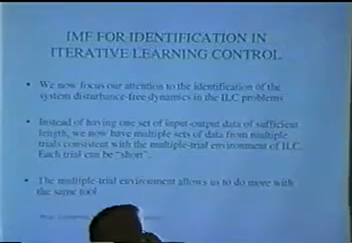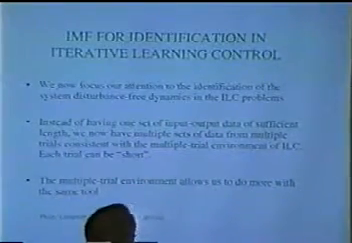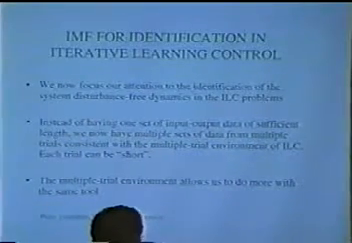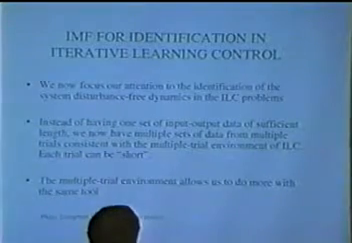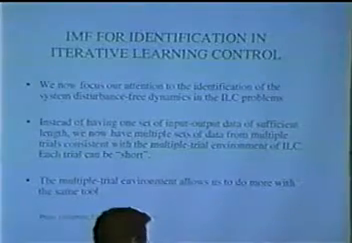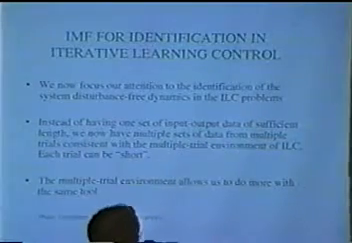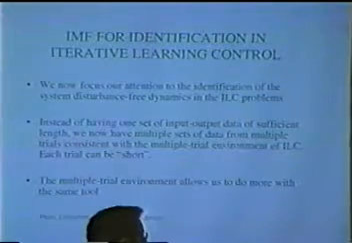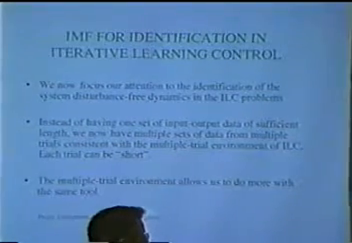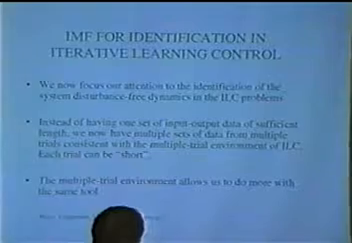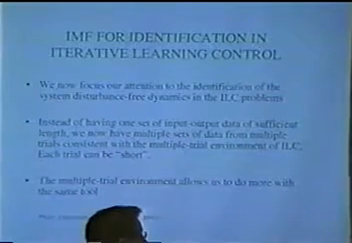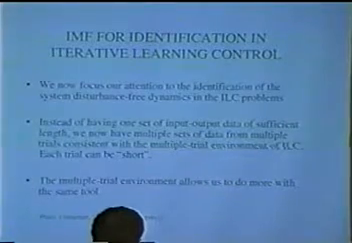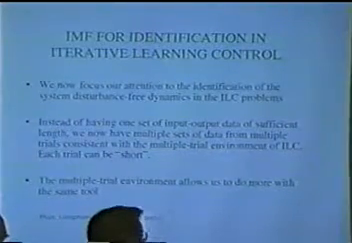Okay, so that's the second half of my talk. Now we focus on how to identify the Markov parameters in an ILC problem. So instead of having one long set of data record, we have multiple sets now, because in each try you can have a set of input-output data. So instead of having one long set, we have multiple sets to be consistent with the multiple try environment of ILC. And each try can be short.